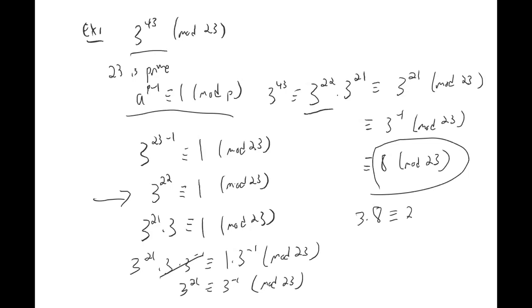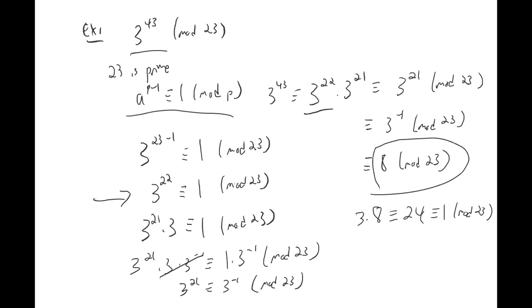Oh, because 3 times 8 is 24, right? So 24 when you divide by 23 is 1. So it's pretty neat, right? You see this is quite useful.